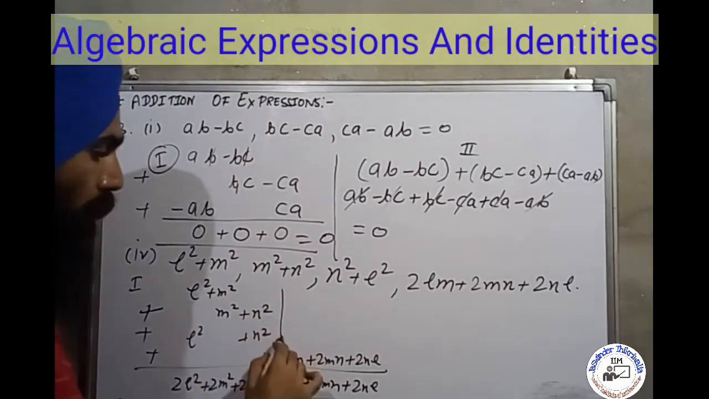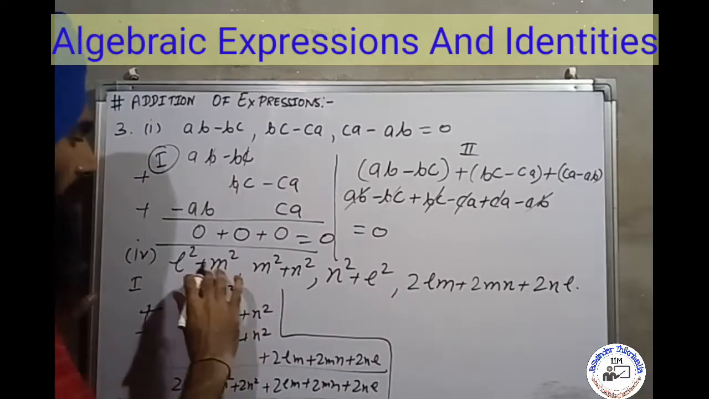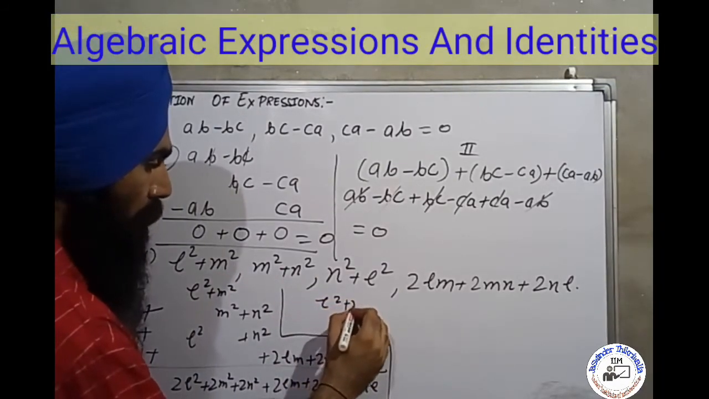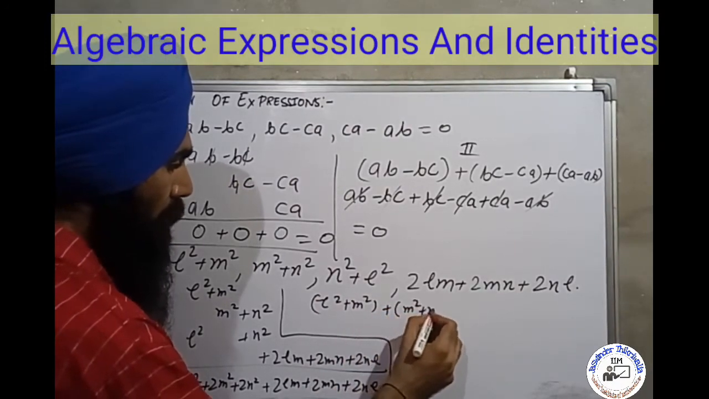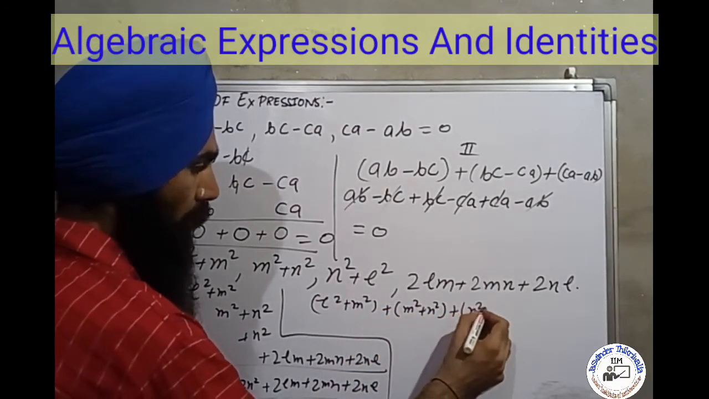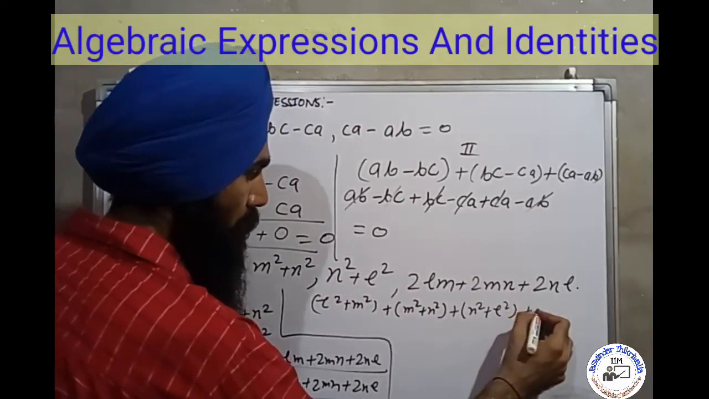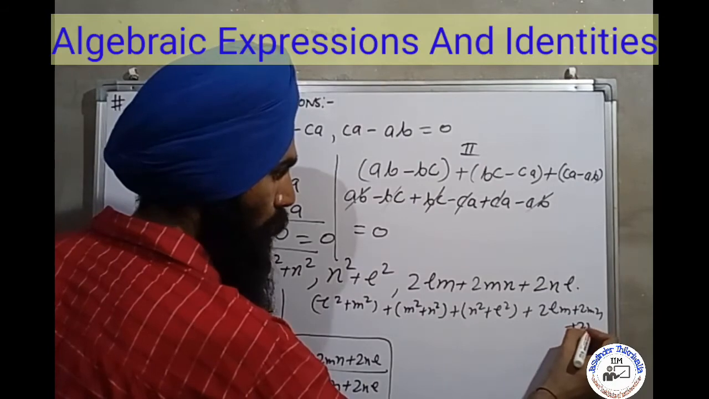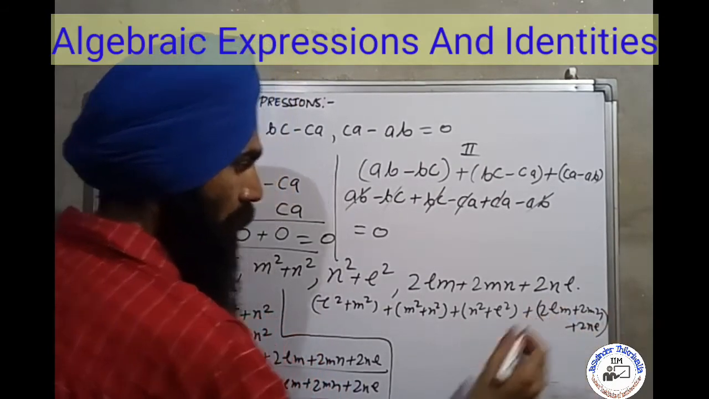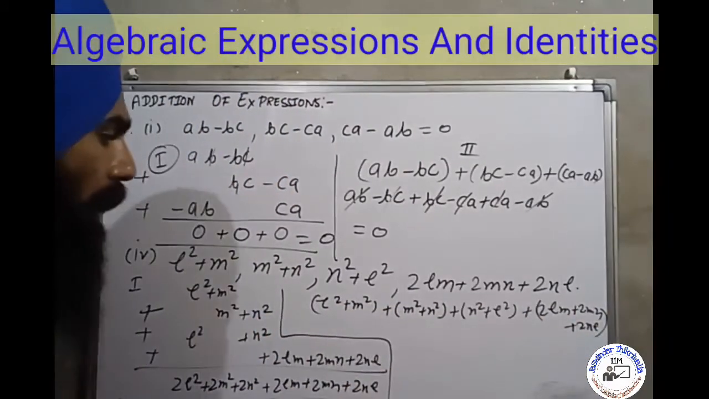If you apply the second method, write the terms in the same way: l square, m square in a bracket, then plus sign, m square, n square, then plus sign, n square, l square, then plus sign 2lm, 2mn, 2nl. Now check which are the same, and add them.